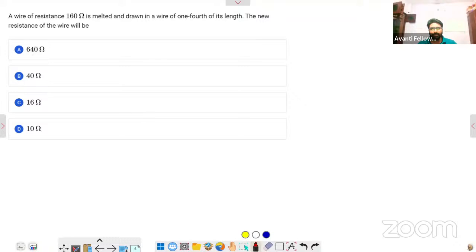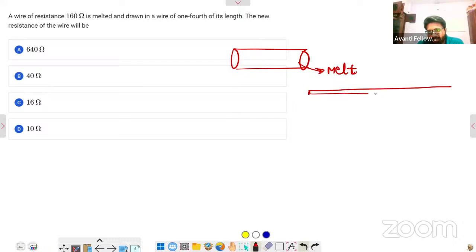अब ये क्वेश्चन देखो, इस क्वेश्चन को ट्राई करो. चलो मैं ही करता हूं पहले, है ना. वी विल स्टार्ट दिस. A wire of resistance 160 ohm is melted and drawn in a wire of one fourth of its length. मेरे पास एक वायर थी, सपोज दिस इज द वायर भी है. अब मैंने क्या कर दिया, इसे मेल्ट कर दिया. मेल्ट करके आई हैव ड्रॉन अ न्यू वायर ऑफ लेंथ व्हाट, L बाई फोर. ठीक है, वन बाई फोर ऑफ इट्स लेंथ.